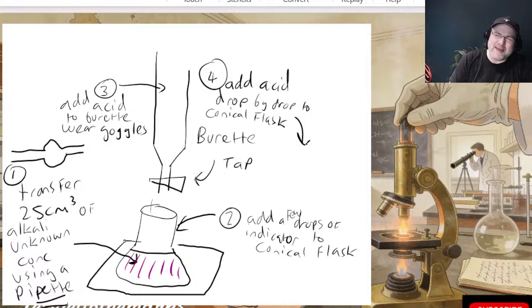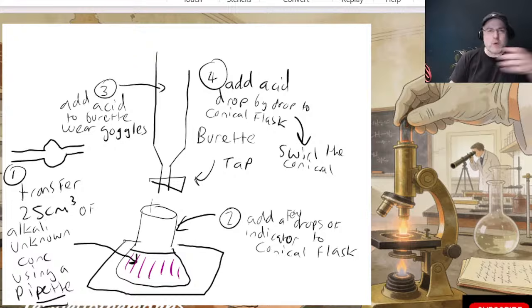And ideally, you should swirl the conical flask. This is why we don't use a beaker, because if I swirl a beaker, all the liquid comes out on my hand. The conical flask is shaped like that, so you can do that with it without any of it spilling. So swirl the conical flask after each drop.